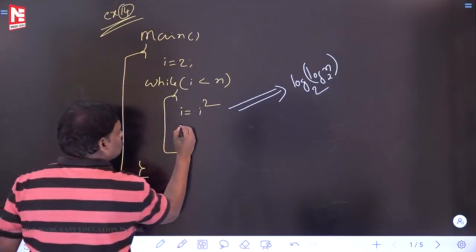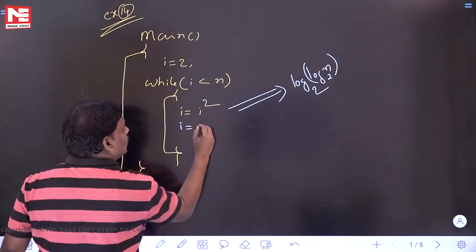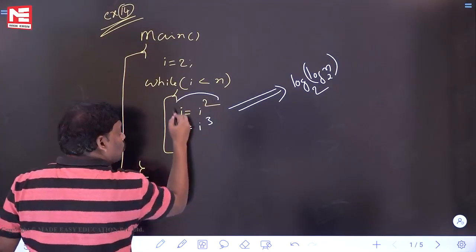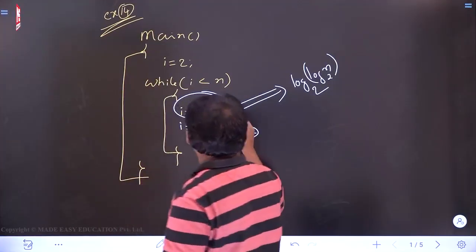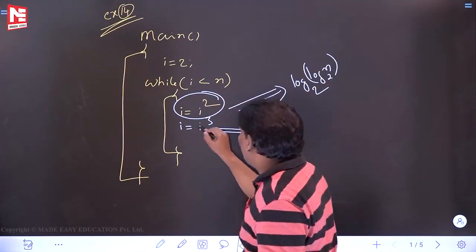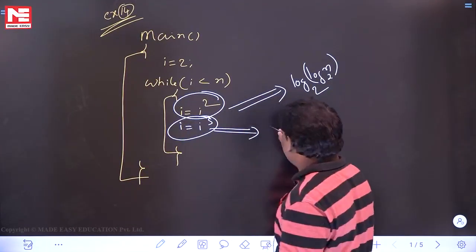Suppose assume that this is the answer. What is the answer? I is equal to I cube also. This only there. This is the answer. Suppose assume that only this is there. What is the answer? Only this is there.